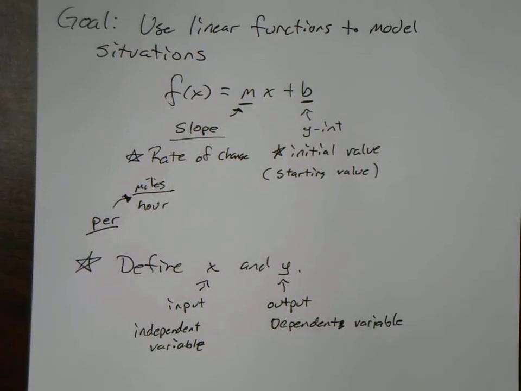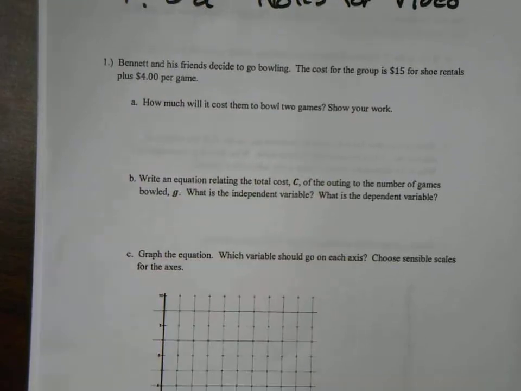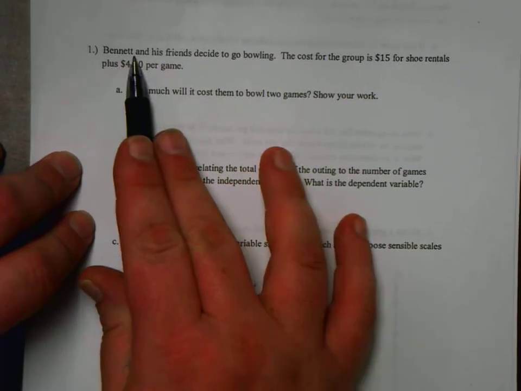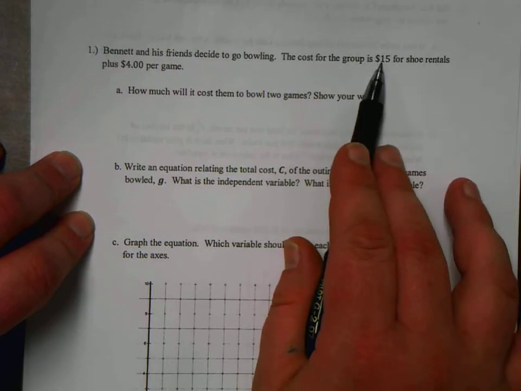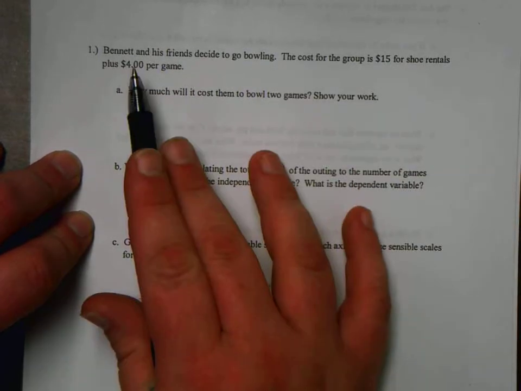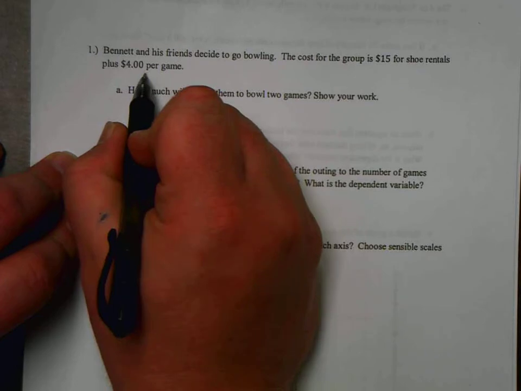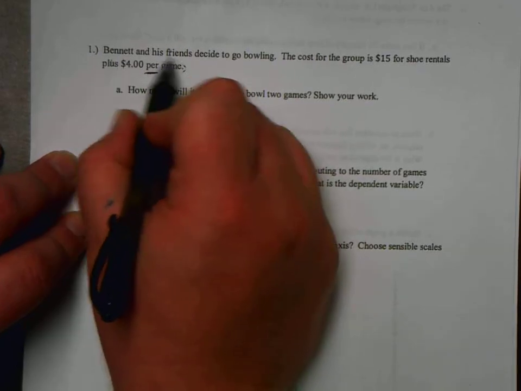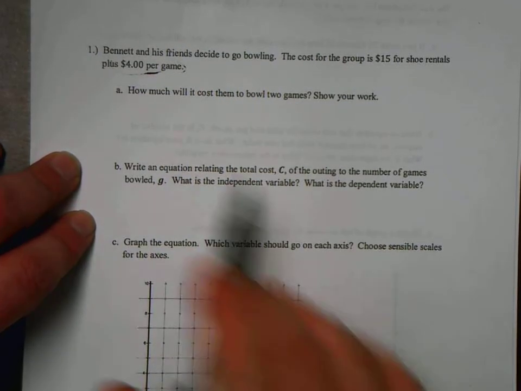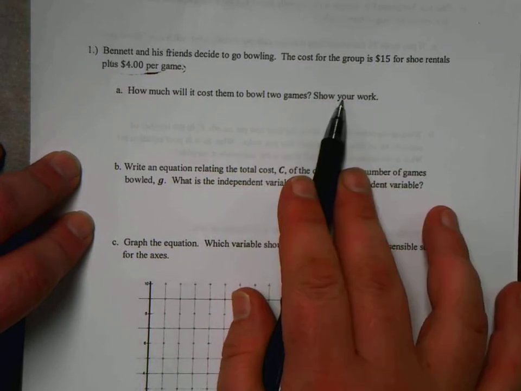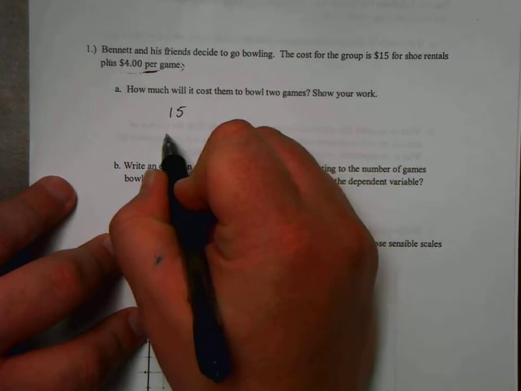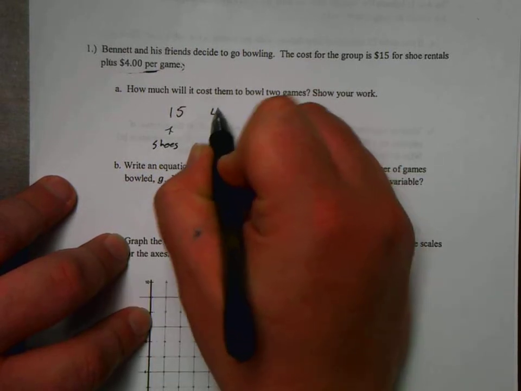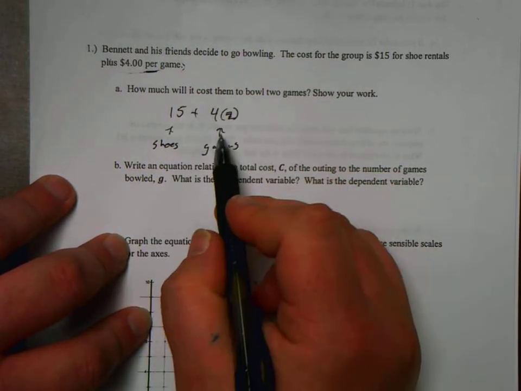When it comes to our inputs and outputs, whenever we're dealing with real situations, the input is something in general that you have control over, right? And the input in this situation is going to be our independent variable, and our output will be the dependent variable. All right, so let's put this in action.